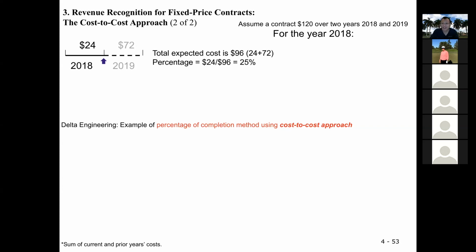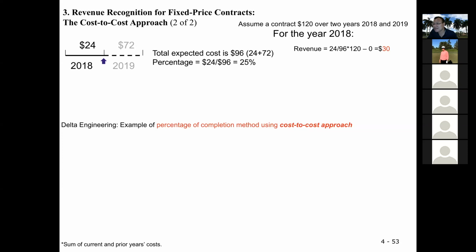Okay, so now it's easy. Revenue: I'm going to use the 25% times the contract price, which is 120, minus the revenue that has been recognized in the previous years, right? And 2018 is the first year, so no revenue is recognized in the previous years. So I recognize the $30.